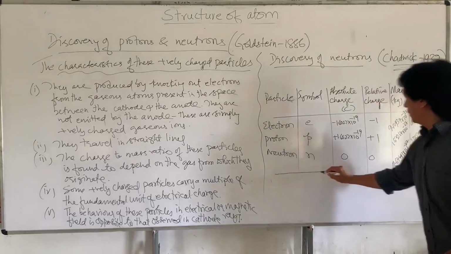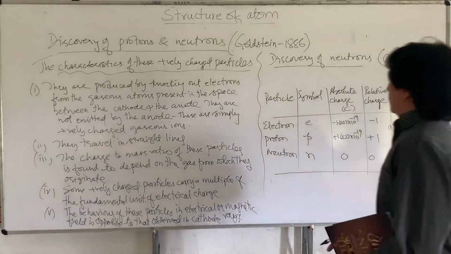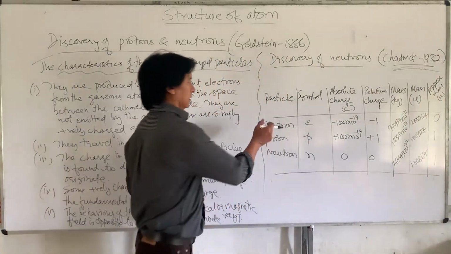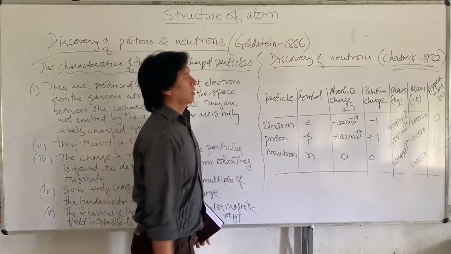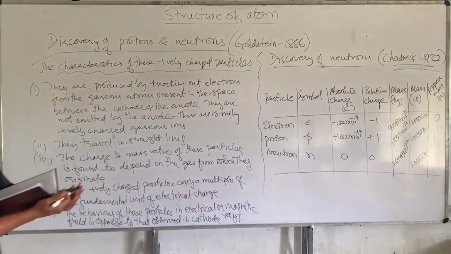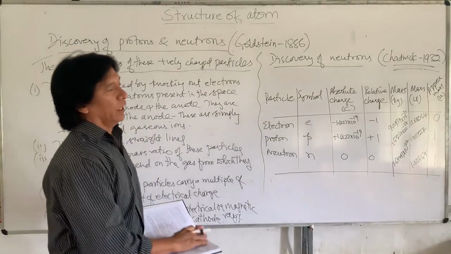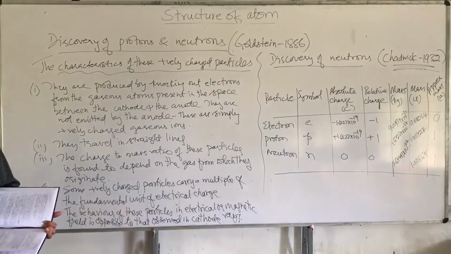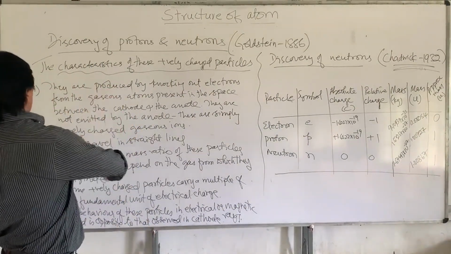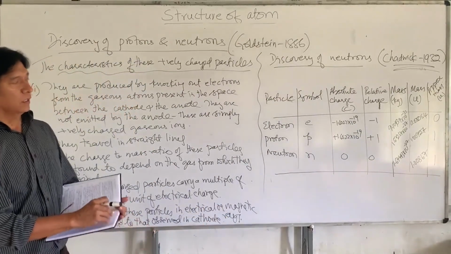So these are the important characteristics or properties of these subatomic particles, that is electrons, protons and neutrons. So this is all about the discovery of protons and neutrons. With this, we have now come to the end of the discovery of these fundamental particles, or the subatomic particles, namely electrons, protons and neutrons.